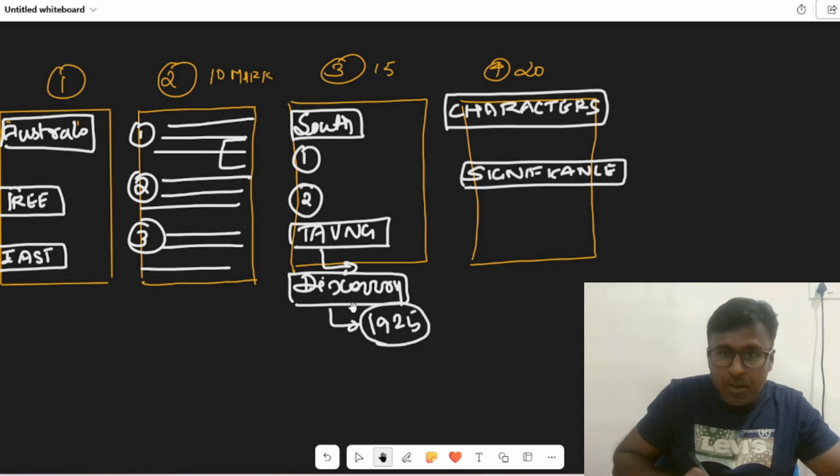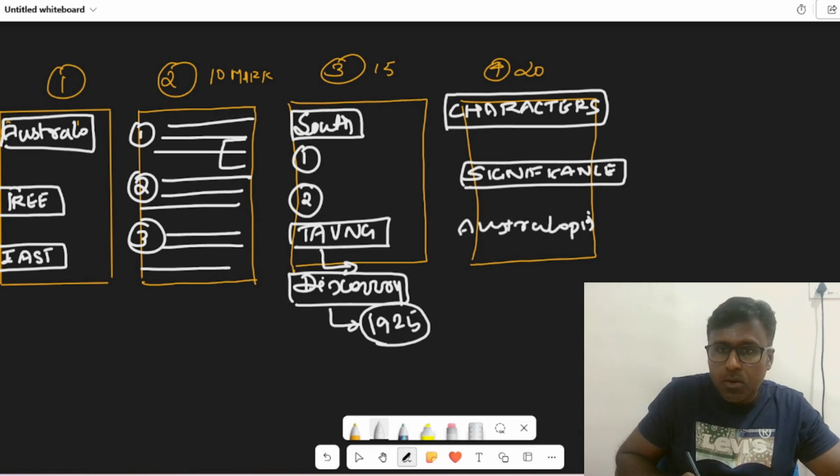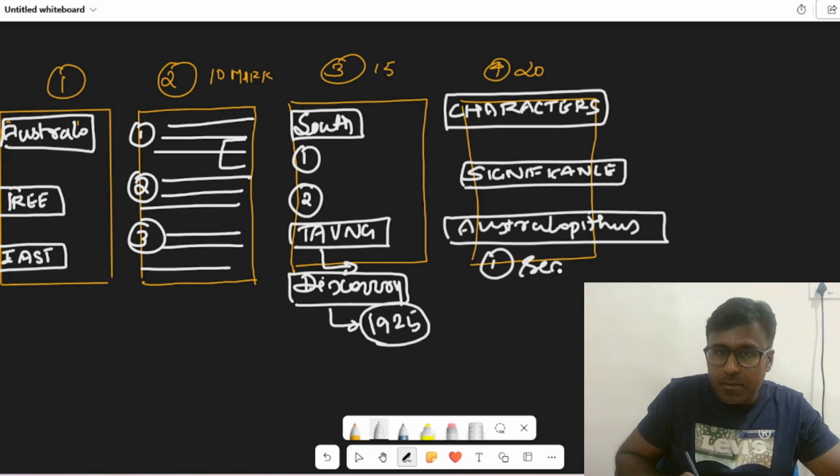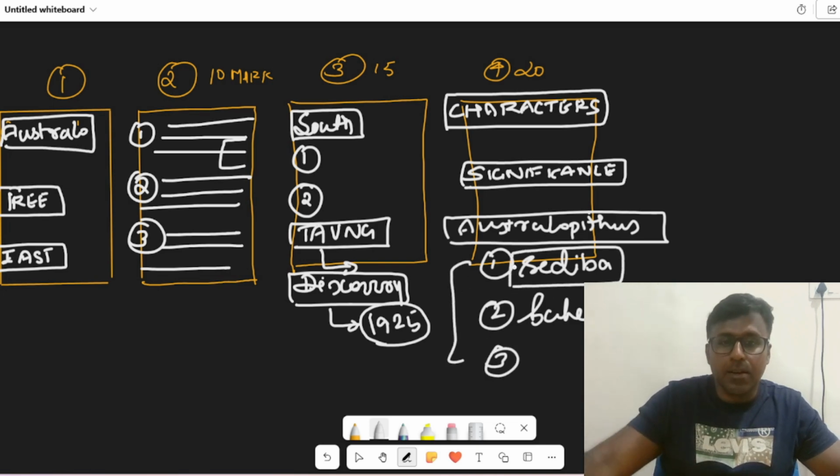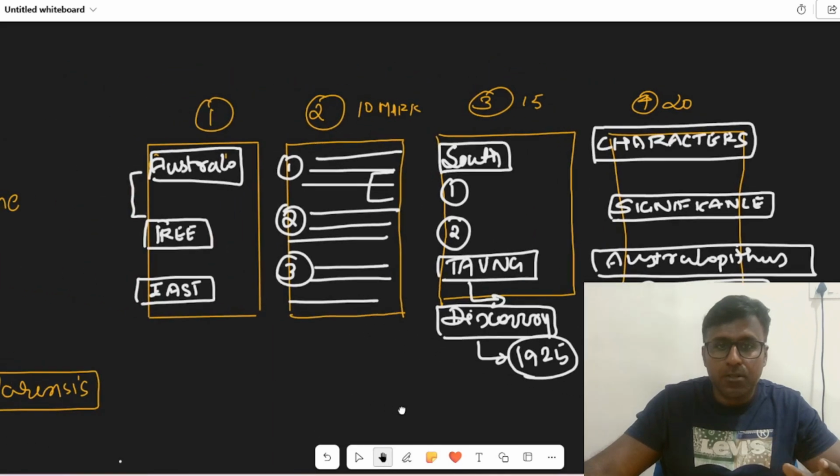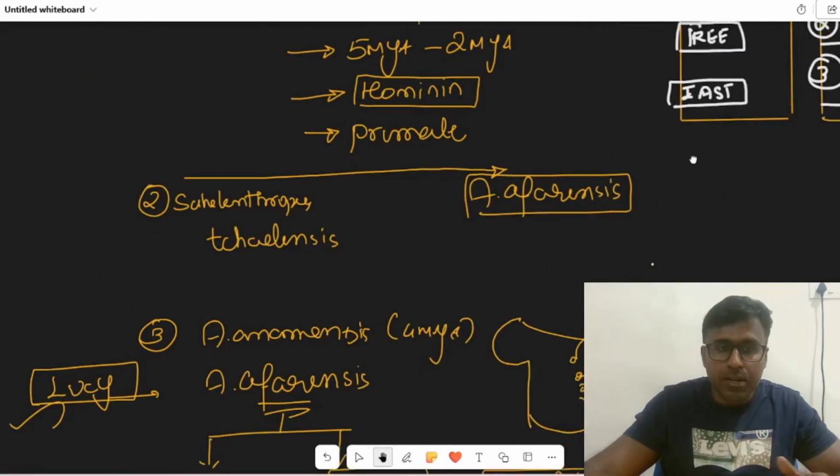Last but not the least, Australopithecus has recent species. Australopithecus sediba is there. Australopithecus bahr el ghazali is there. You can talk about these species in the end. 20 marks, my friends. 20 marks, excellent, we can get.